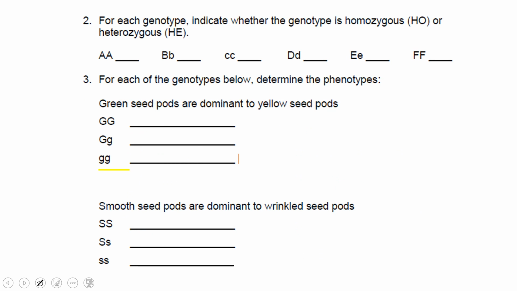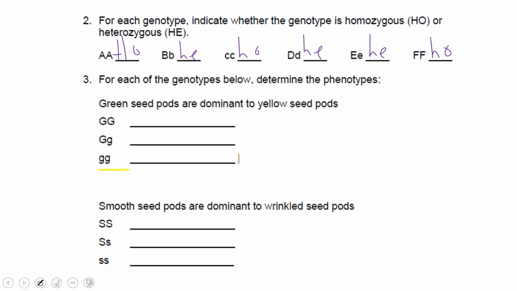Next, for each genotype, indicate whether the genotype is homozygous or heterozygous. Remember, if it's 2 of the same letters, homozygous. 2 different letters, heterozygous. And so, same, homozygous, different, heterozygous, same, different, different, same.